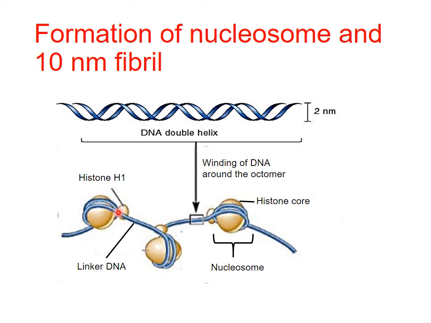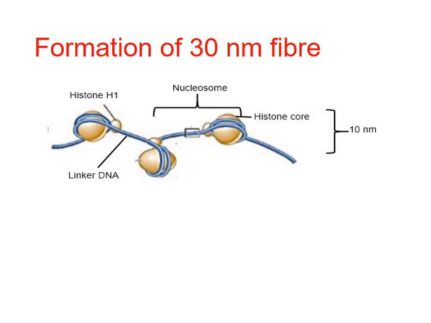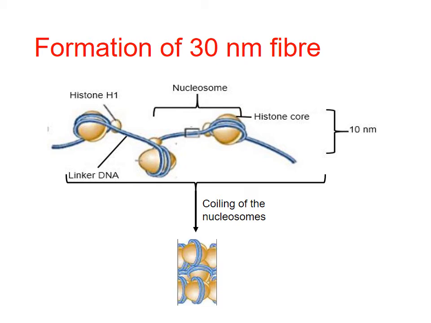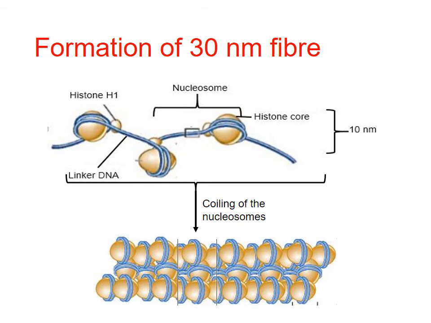So this molecule, where we have DNA wound around the histone, called the nucleosomes, and the linker DNA, gives rise to the second step, that is formation of a 10 nanometer fibril. Continuing further, this 10 nanometer fibril undergoes further winding, further coiling in such a way that the nucleosomes are wound around each other. Each turn will have around 6 nucleosomes wound around each other, and the diameter of this structure now is 30 nanometers, so it is called the 30 nanometer fiber.